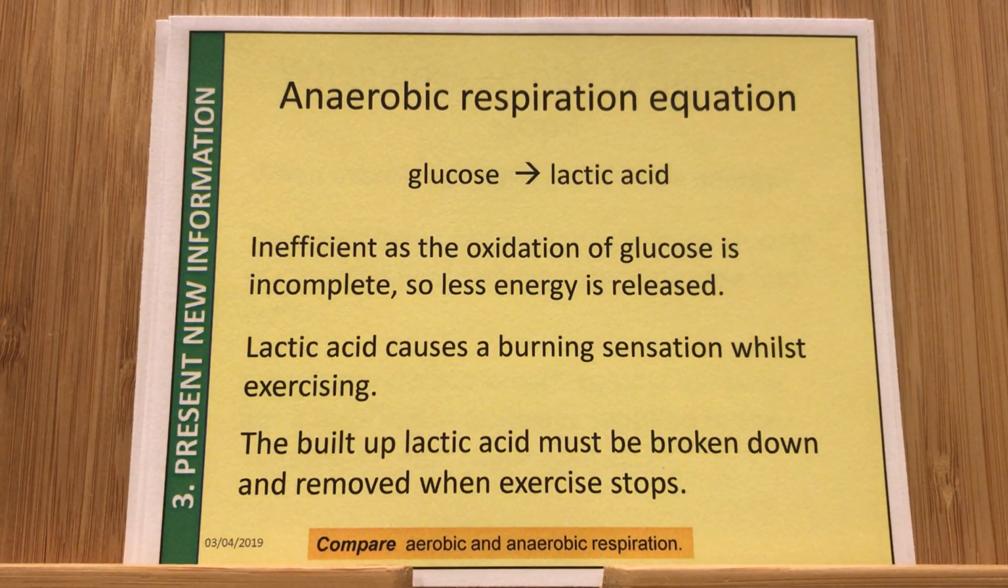Now, this still has the presence of glucose, but there's not enough oxygen. So it's in the absence of oxygen, and the product is simply lactic acid. Now, for this one, we do not need to have a symbol equation. Okay, it's inefficient because the oxidation of glucose is incomplete, okay, so it just breaks down into lactic acid, which effectively is just breaking glucose in half, okay. Lactic acid is half of glucose. Less energy is released, so therefore less efficient.